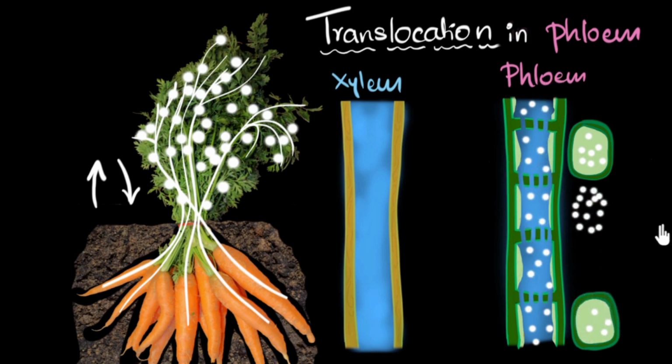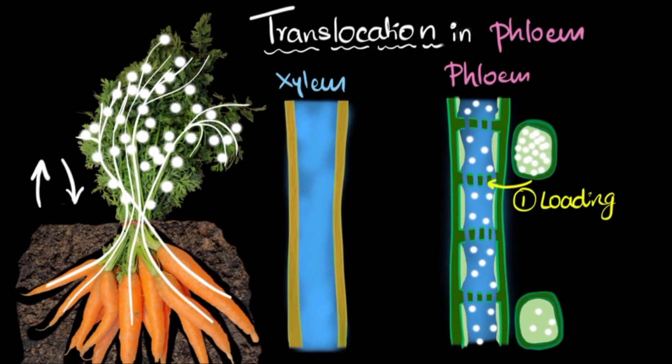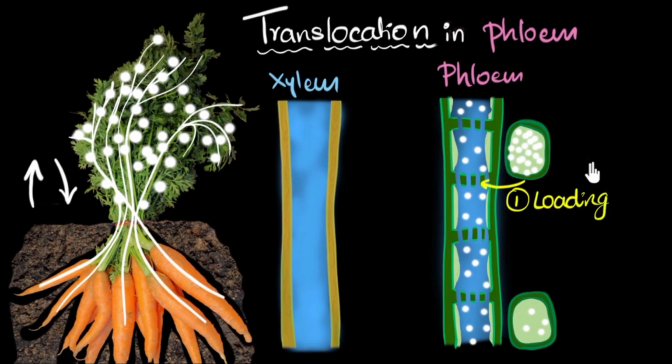So let's put this back over here and let's see how this works. So the first step, as you predicted, is to put the sugar into the phloem tube. I'm just going to call that loading. And this process is an active process. What does that mean? Active.